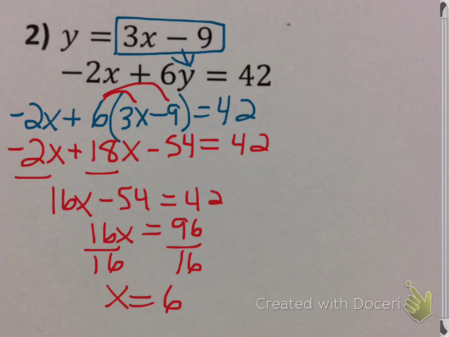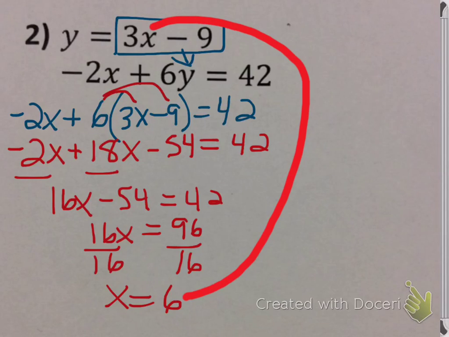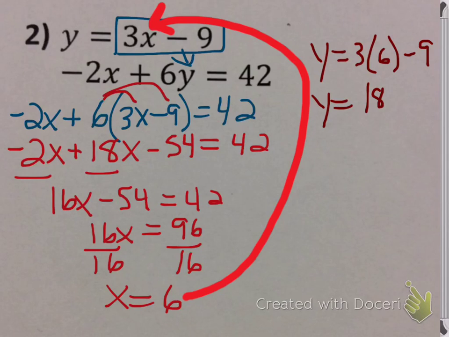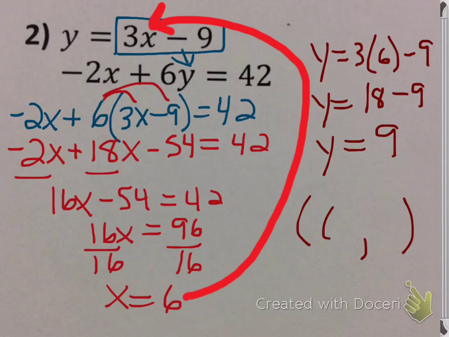Now right there, if you remember, we're taking that 6 and we're pulling it up here and we're substituting it back in place of the x. So here we go. We're going to do y equals 3 times 6 minus 9. So y equals 18 minus 9. y is going to be 9 because 18 minus 9 is 9. So my ordered pair is my x comma y, which will be 6 comma 9.